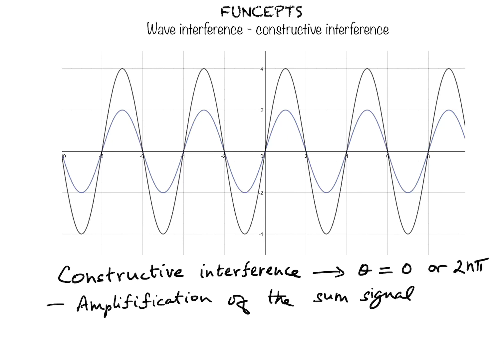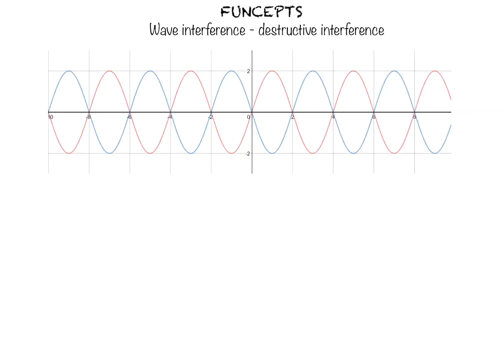This amplification is maximum when the phase difference theta is 0 or any integer multiple of 2 pi. Conversely, when the added waveforms are out of phase with each other, that is when destructive interference takes place. As we see here, this is a case of destructive interference, where the blue waveform and the red waveform are completely out of phase, in the sense that when the blue waveform is having a positive cycle, the red is going through its negative cycle, and here when the red is in the positive cycle, the blue is in the negative cycle.